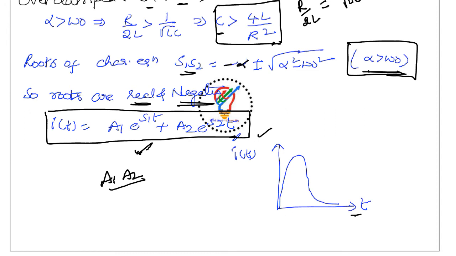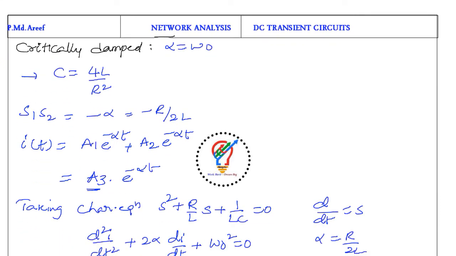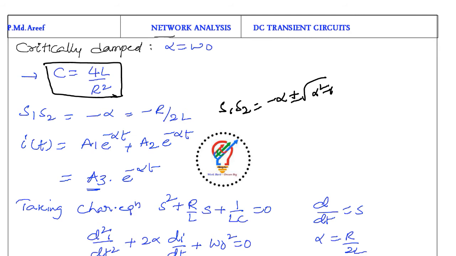Next, we will go to the critically damped case. In the critically damped case, alpha is equal to omega naught, so the capacitance C is 4 times L divided by R square. So what are s1, s2? s1, s2 is equal to minus alpha plus or minus square root of alpha square minus omega naught square. When alpha is equal to omega naught, this root term is going to be 0. So s1, s2 becomes minus alpha only, which is minus R by 2L. So i(t) is equal to a1 into e power minus alpha t plus a2 into e power minus alpha t.